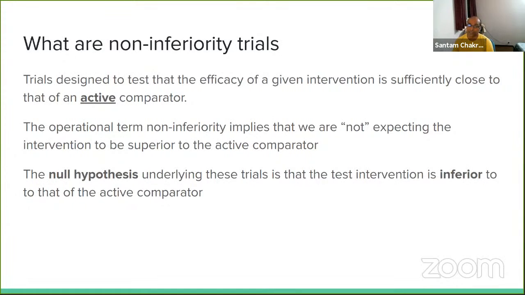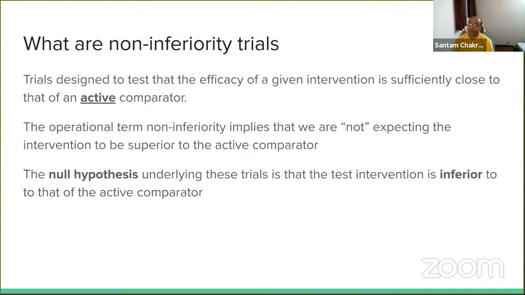The null hypothesis which underlies this study is that the test intervention is inferior to that of the active comparator. And this is something that you would actually find misstated in many studies. For example, the HERO study, which evaluated 6-month trastuzumab against 12-month trastuzumab, made this mistake of stating that the null hypothesis is that the test intervention is not inferior to that of the active comparator.